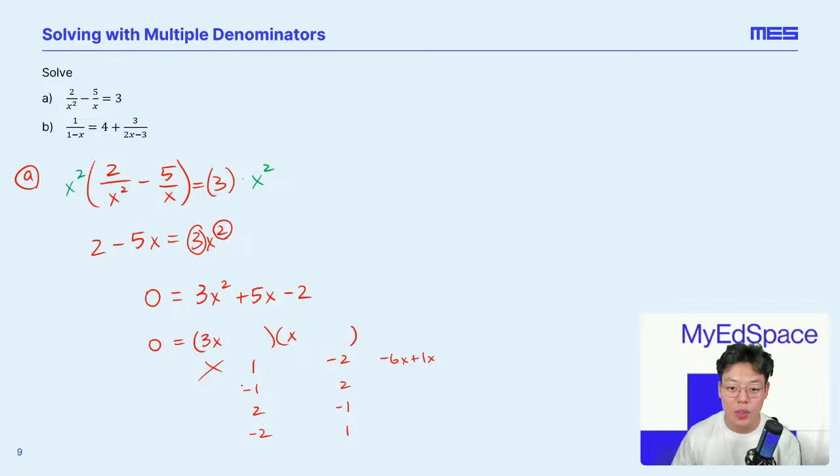Next, the next one gives us 3x times 2, which is positive 6x, and -1 times x, which is -1x, and that gives us positive 5x. Bingo. It only took us 2 tries. We only had 4 combinations. The probability you get it on the second or third try is pretty high. And if you get it on the fourth try, maybe you were just a little unlucky that day.